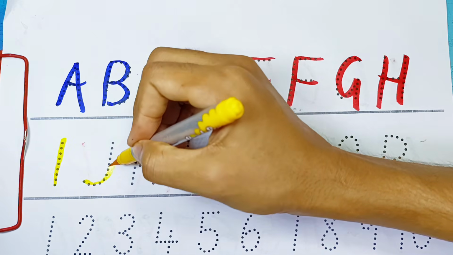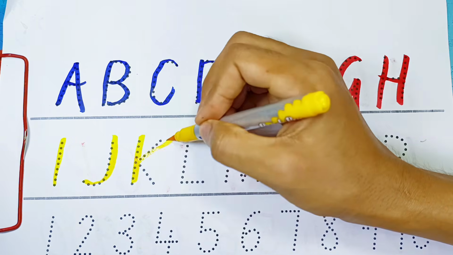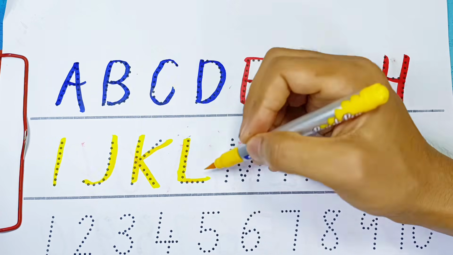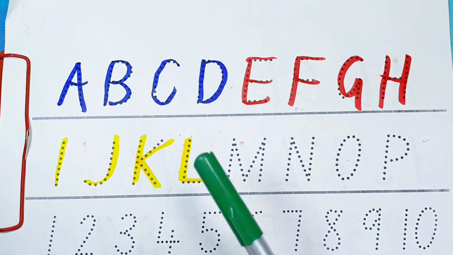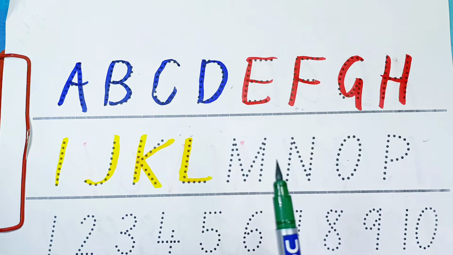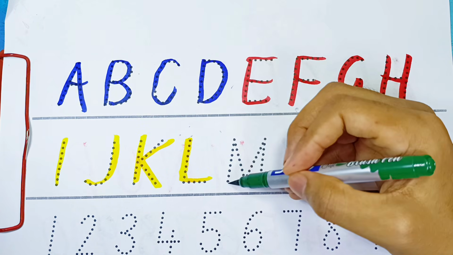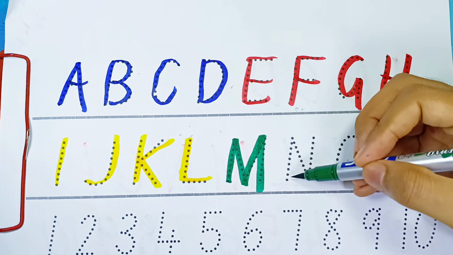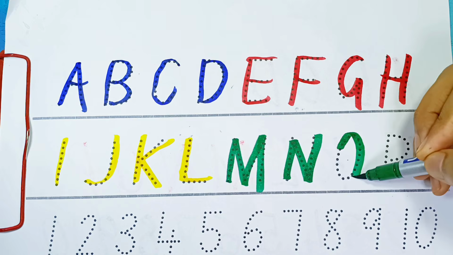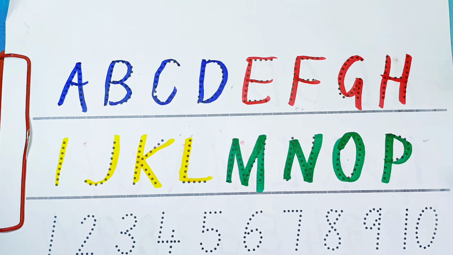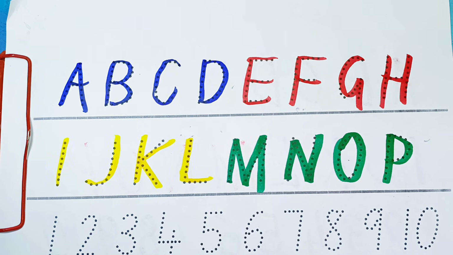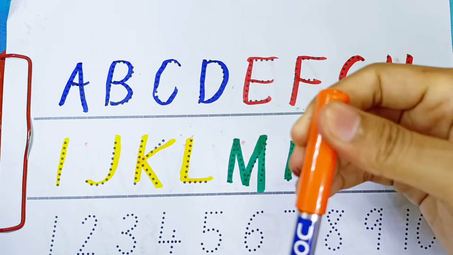I. J. K. L. Dark green color. Now we're opening the color of dark green. M. N. O. P. P for penguin. Orange color.